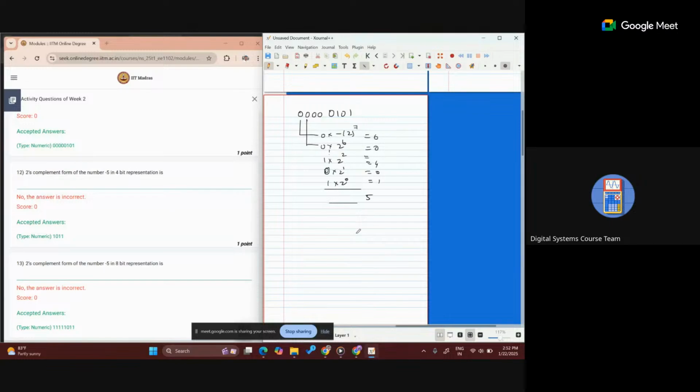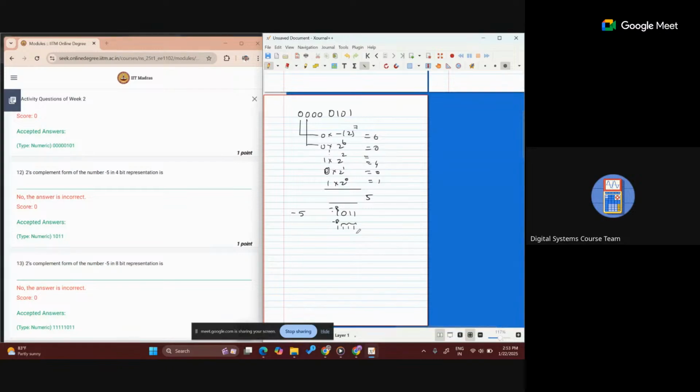So let's take another number. What is the value of minus 5 in 2's complement representation, which is represented in 4-bit size? 1011. Exactly, because this is minus 8 plus 3. If I add these two numbers, you get 3. Minus 8 plus 3 is minus 5. Is it okay?